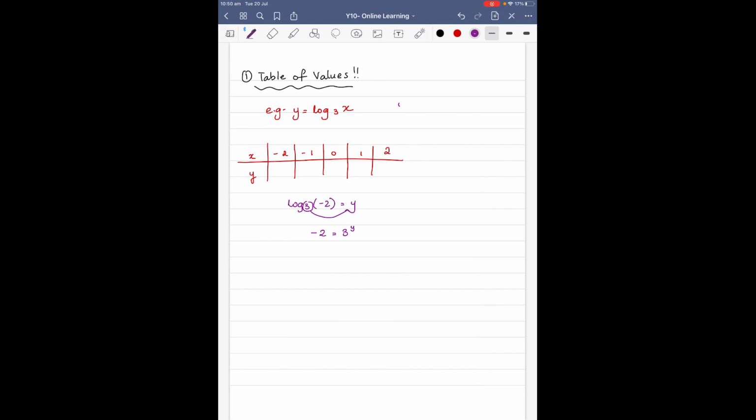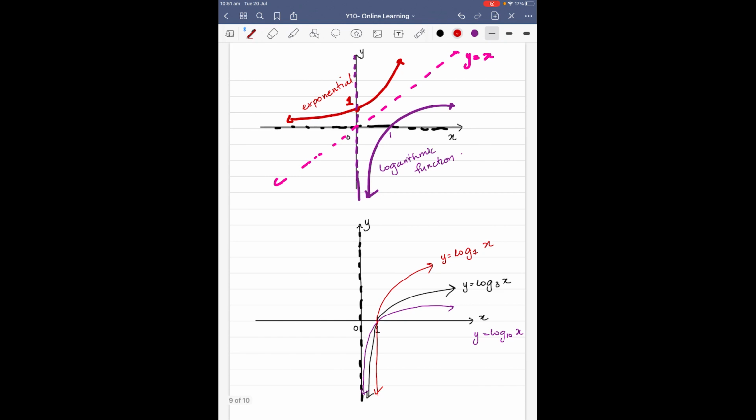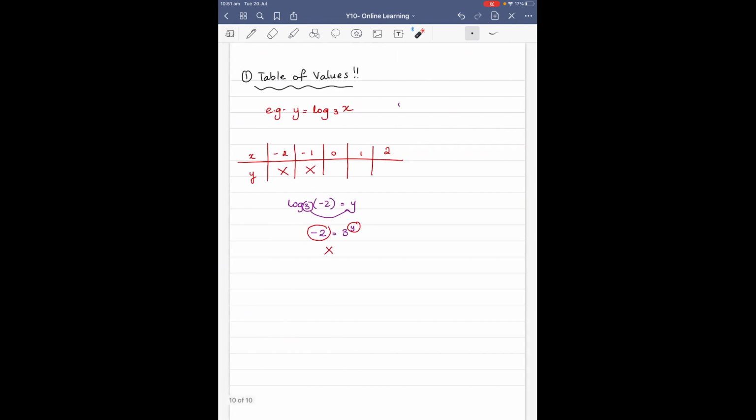So you just bump it up. The y goes to the power, the 3 goes there. There is no y value that can give you minus 2. So any negative number is completely impossible to have as a log value. What you can see in the graph is that there are obviously no graphs in the negative part.